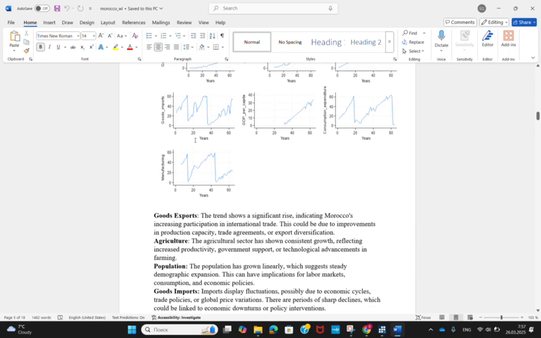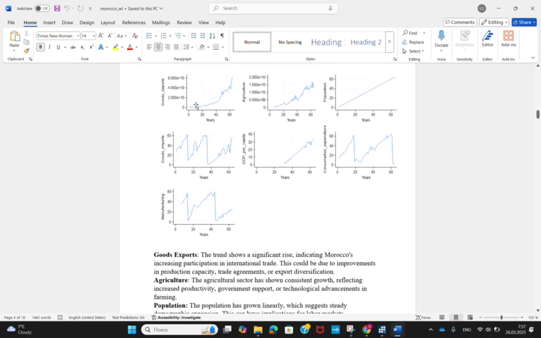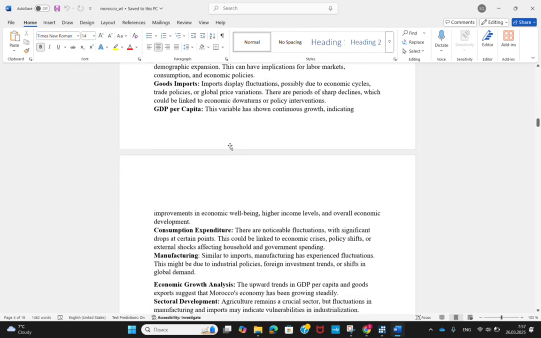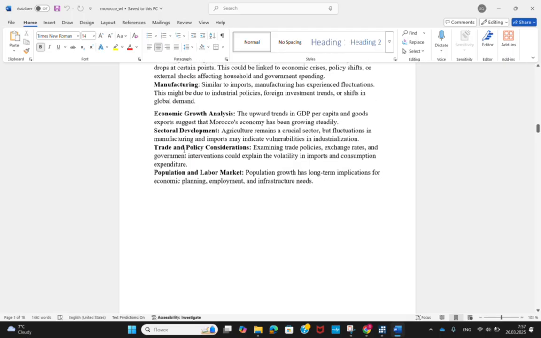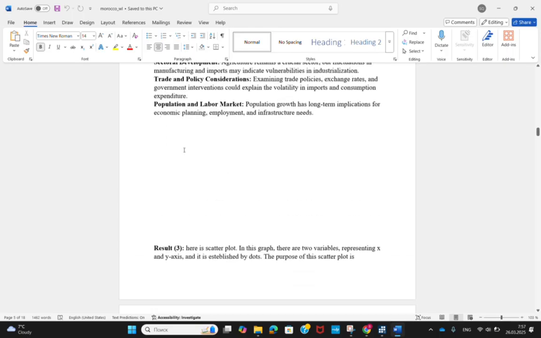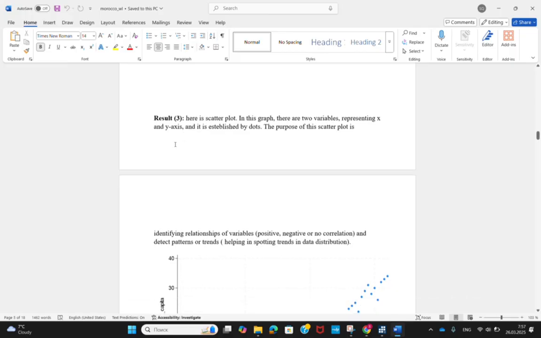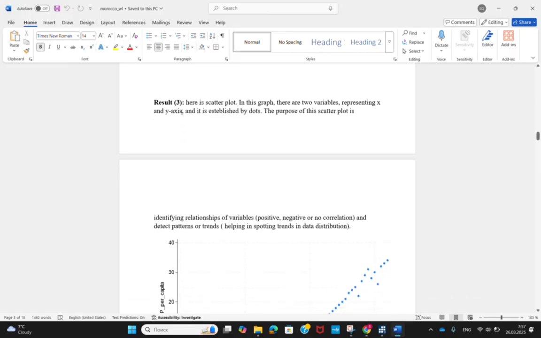Of course, at every increasing point and decreasing point, there are factors that impact this economy: economic growth, sectoral development, and so on. Let's move on to result three.